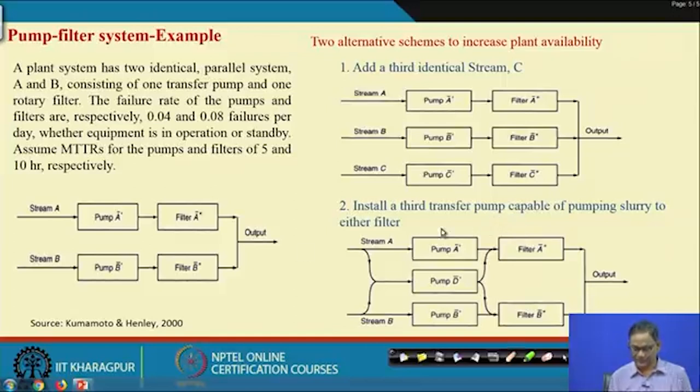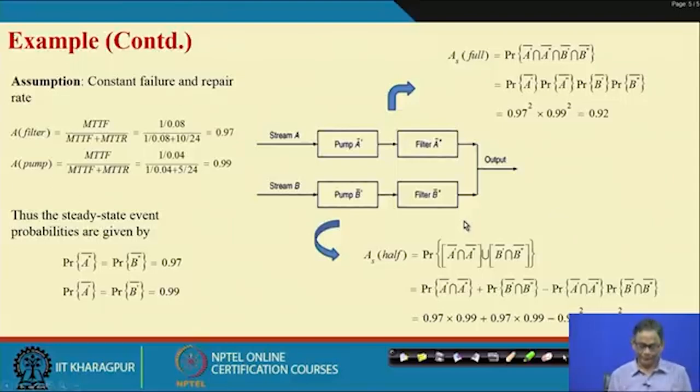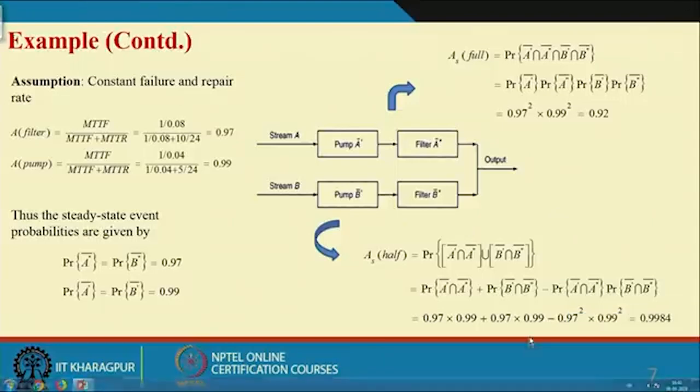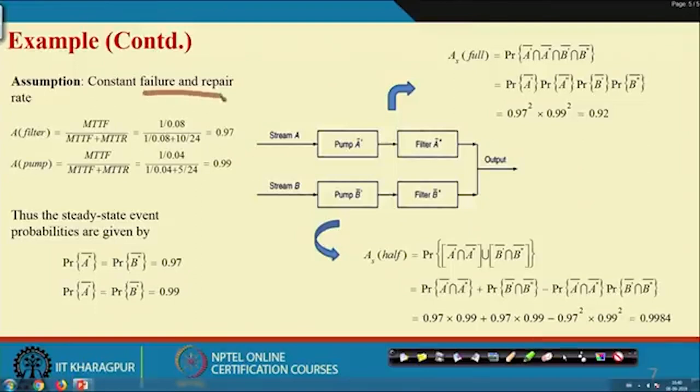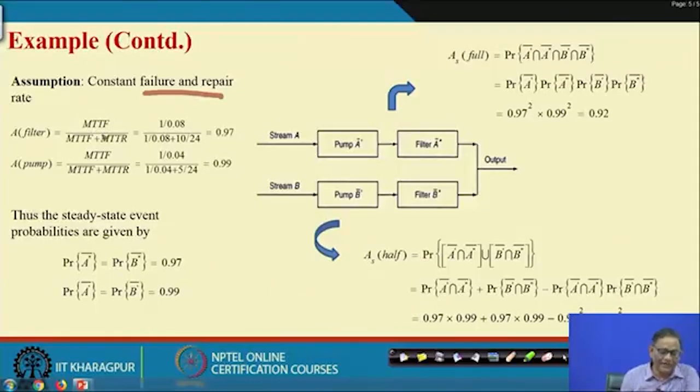So, you have three systems now. What is the assumption here? We are assuming constant failure and repair rates for both pump and filters. If this is the case, then as you have seen earlier when we discussed quantification of basic events, availability can be measured by mean time to failure divided by mean time to failure plus mean time to repair. With this equation availability is measured.